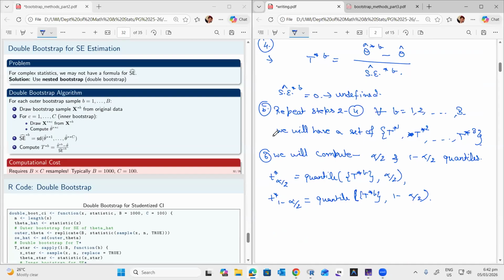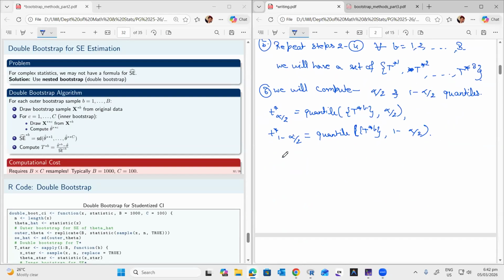So corresponding to that, we will calculate the standard error. In the bootstrap, the standard error will be the standard deviation of the sample. So the estimated standard error of theta cap will be equal to the standard deviation of theta cap star 1, theta cap star 2, and so on up to theta cap star B.